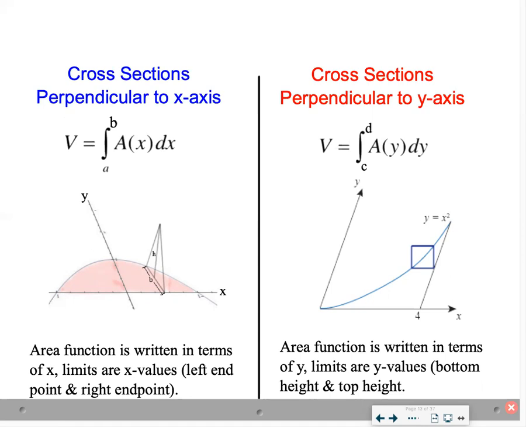The biggest thing I'll point out here is your function is in terms of x when we've been doing it perpendicular to the x-axis. Your function is now going to be in terms of y when you're doing it perpendicular to the y-axis. So also your boundaries, let's say this is A to B, your boundaries are going to flip now. You're cutting this way now instead of this way.